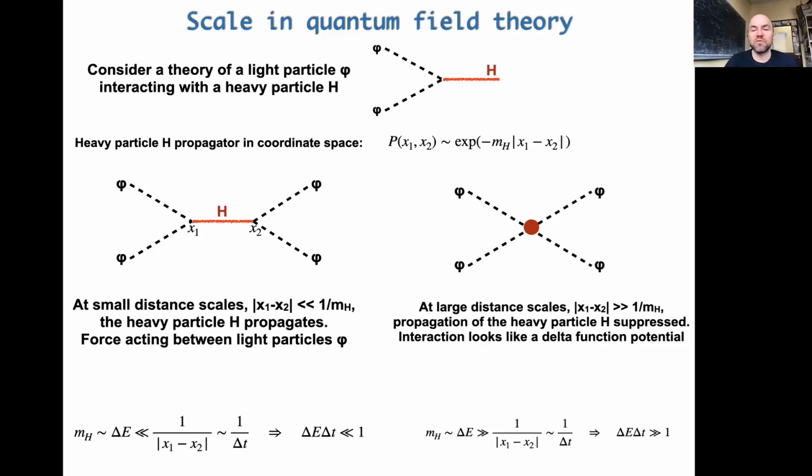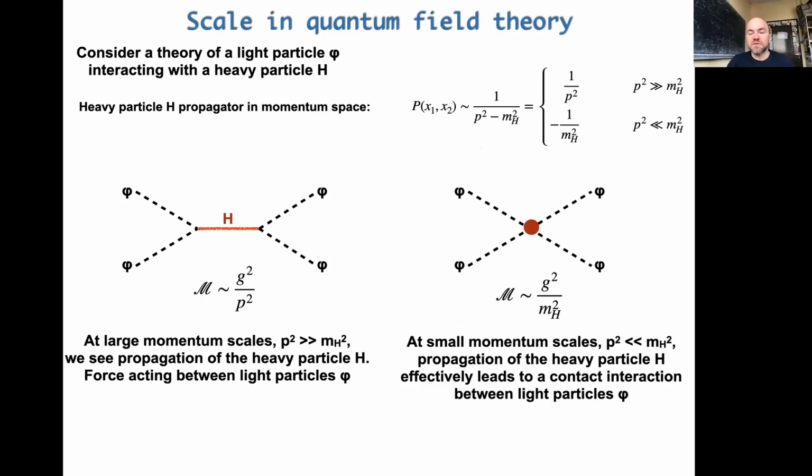But on the other hand, if we go to large distance scales, because in coordinate space the propagator of a particle will die out exponentially at large distances, then at large distance scales we will not see any propagation of a mediator, and this will look like a delta function potential to us from sufficiently large distance.